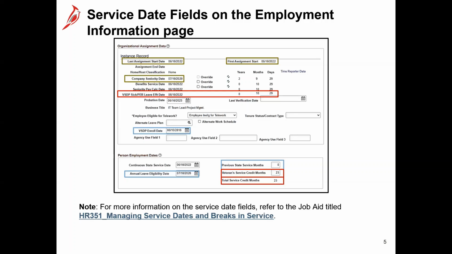And the field captures the eligibility date and populates the date in this field. I'm sorry, it captures the code that subtracts the months entered in the Veterans Service Credit Months field from the annual leave eligibility date field and populates that date. And this is the date that's going to generate over to absence management and will drive the amount of sick and personal leave entitlement for the employee.